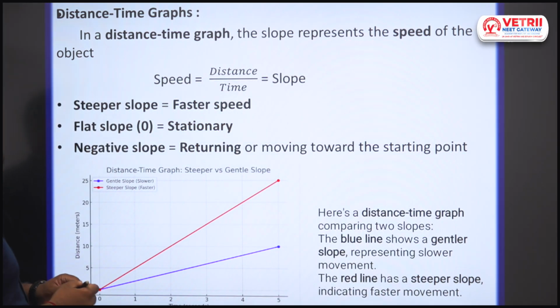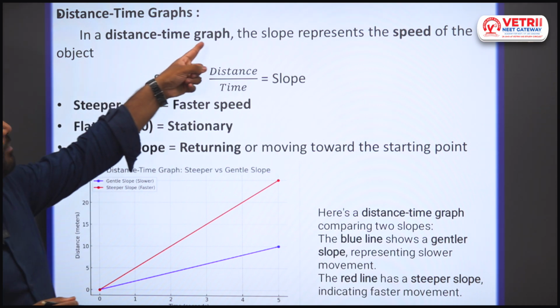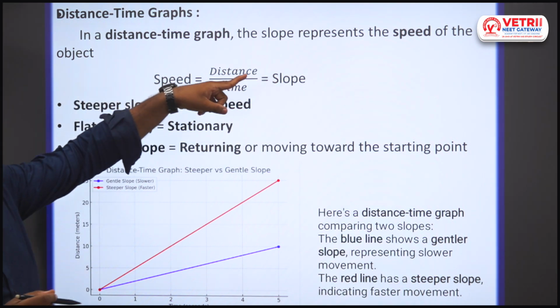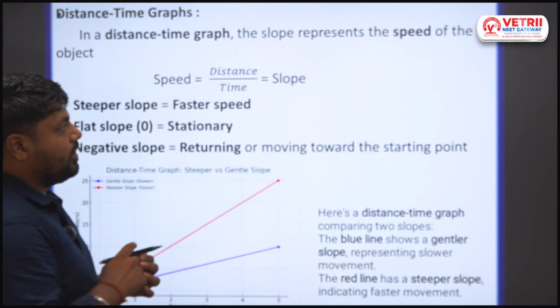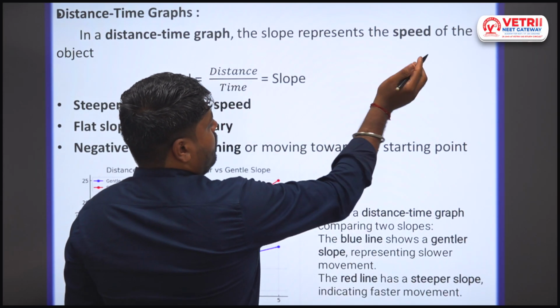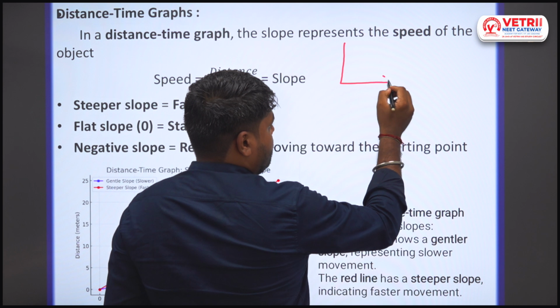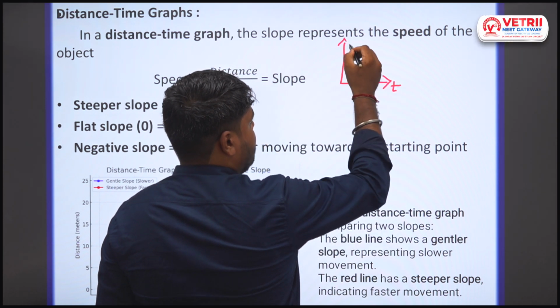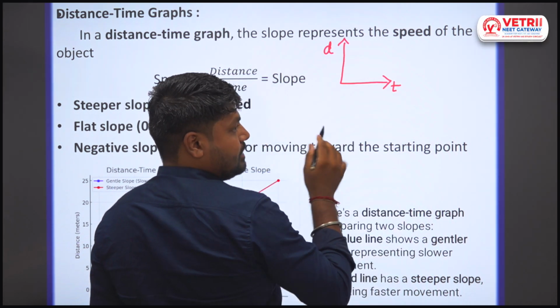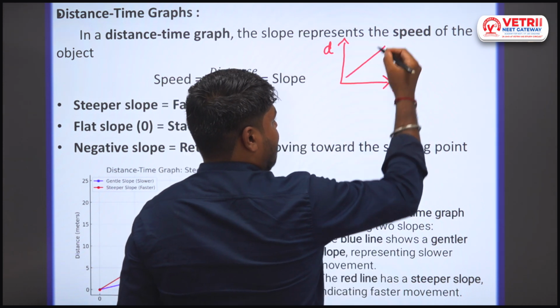Clear? In distance and time graph, if you take the slope, the speed of the graph projects what? In distance and time graph, time should be in x-axis and distance should be in y-axis. So, there's a straight line like this.